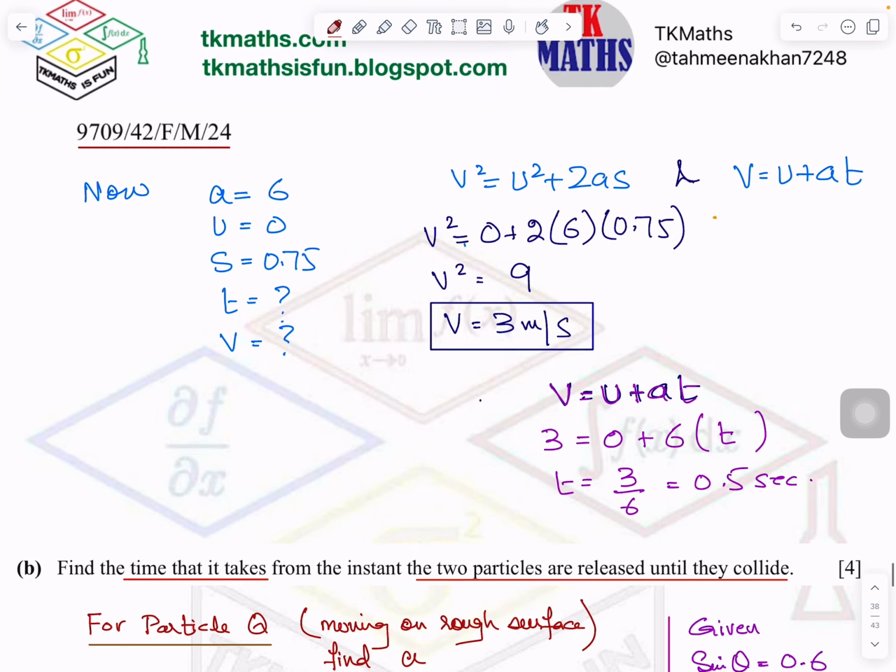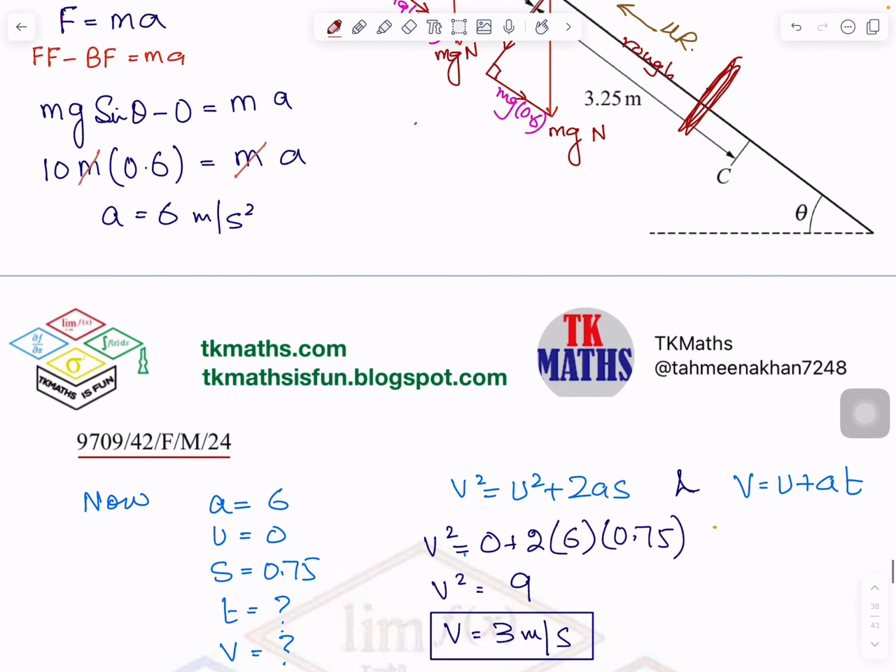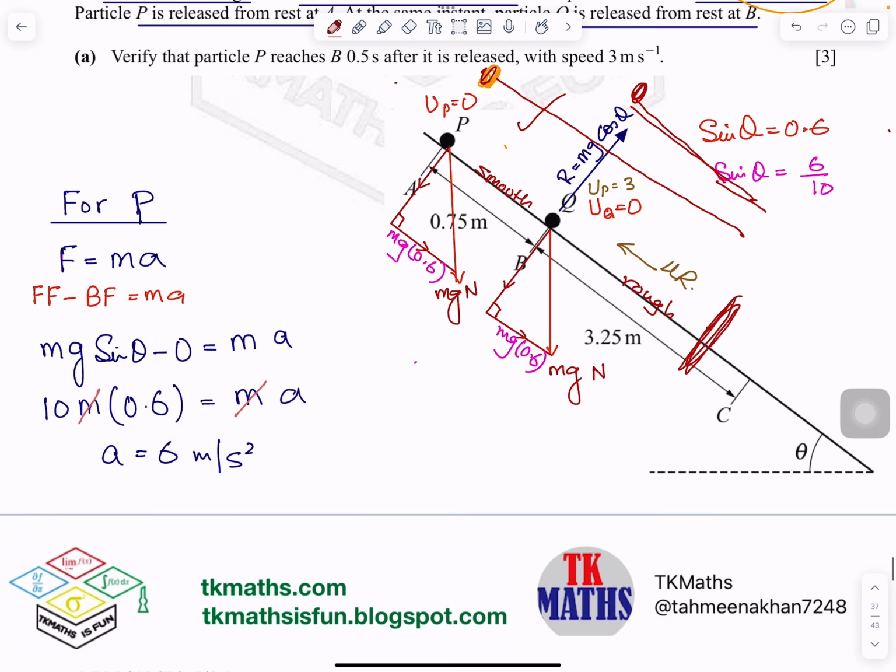So according to part B, you have to find the time that it takes from the instant the two particles are released until they collide. So you have to calculate this time. Okay, so this is the whole question. So let's see.